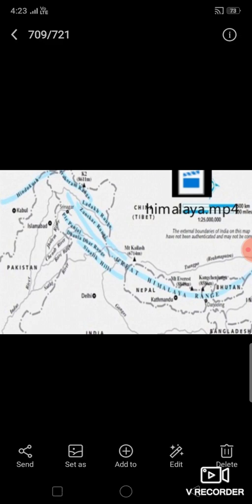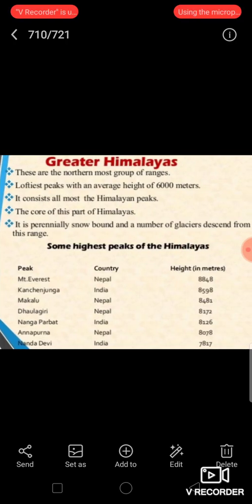Now, students, the folds of the Great Himalayas are asymmetrical in nature. The core of this part of the Himalayas is composed of granite. It is perennially snowbound and a number of glaciers descend from this range.